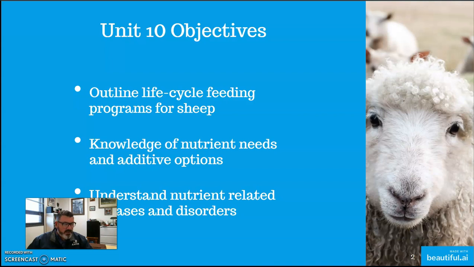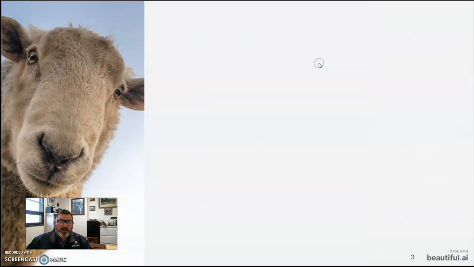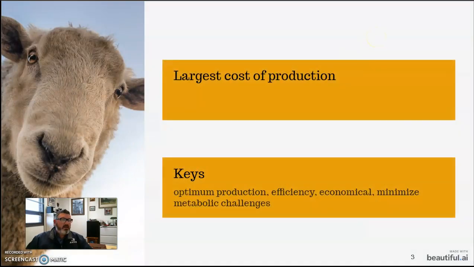And again, very similar to the other species as we begin to wrap up the course here, talk about the life cycle feeding program for sheep, talk about nutrient needs and requirements and additive options. And then briefly, right at the end, we'll hit on diseases and disorders metabolically that can come into play. So let's get to our content here.